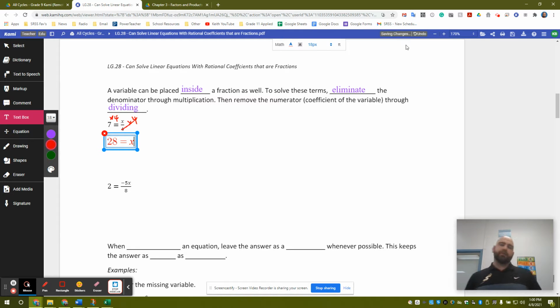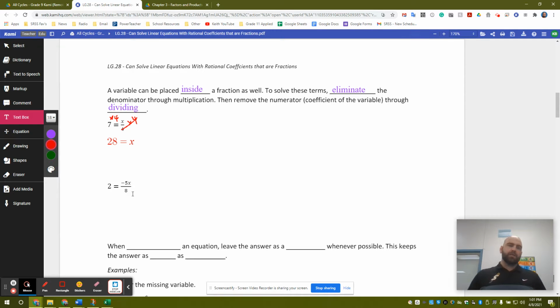Now, normally we would have to divide by whatever's in front of the x, because there's often going to be a number in front of x. But because it's a 1, dividing by 1 is not going to change anything. So we can just leave it exactly as 28. X is equal to 28. And we know that 28 divided by 4 gives us 7.